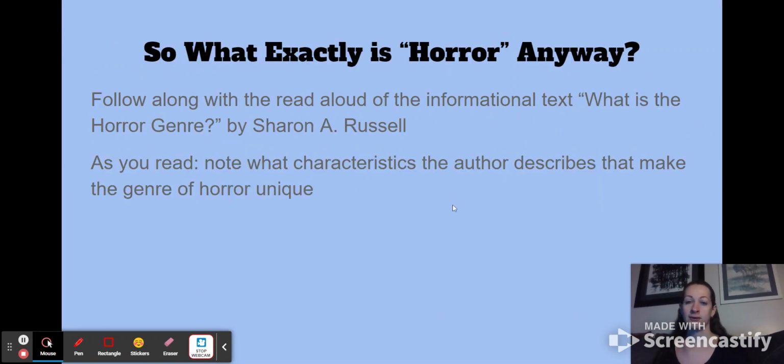All right, so before we can read any of these stories, we have to be able to define what exactly is horror anyway. So we have our first text, our informational text. What Is the Horror Genre? by Sharon A. Russell. So as we do the read aloud and as you follow along with your digital copy in Schoology, note what characteristics the author describes that make that genre of horror unique.